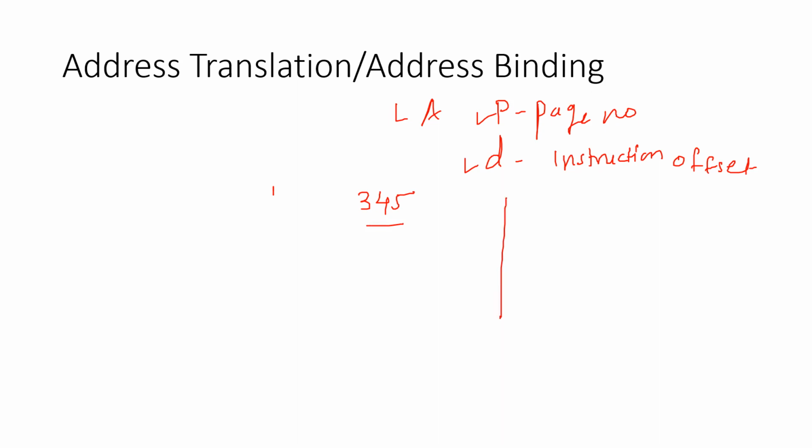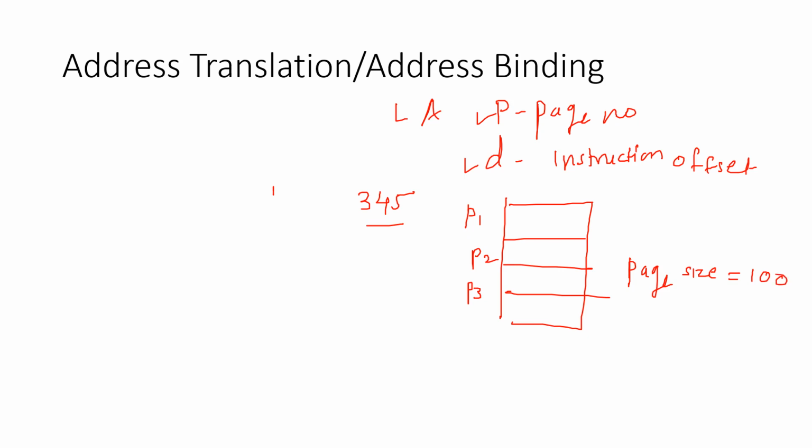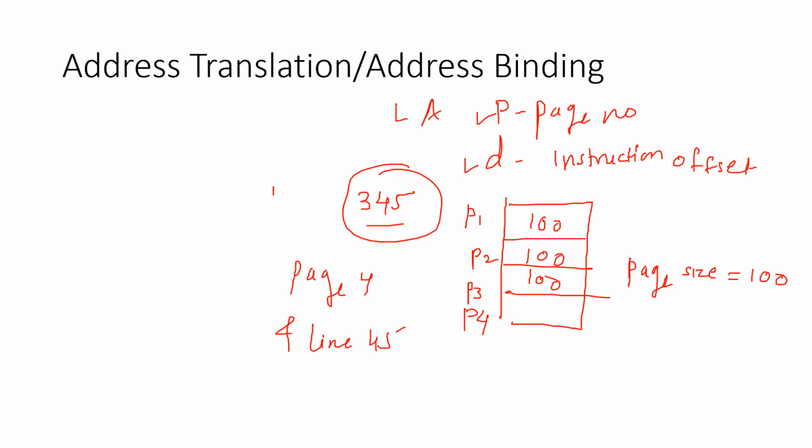And this is my memory having multiple pages here, P1, P2, P3, and the page size is given as 100. So this is 100, 100, 100. So 345 will be where? 345 will be page 4, page 4 and line 45. So this is given by this P and D.